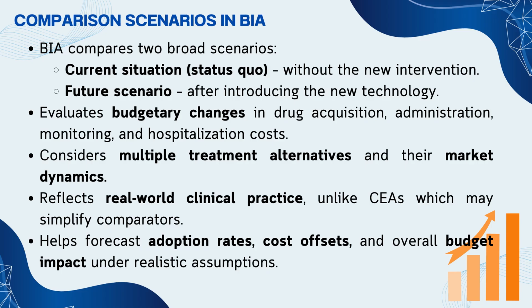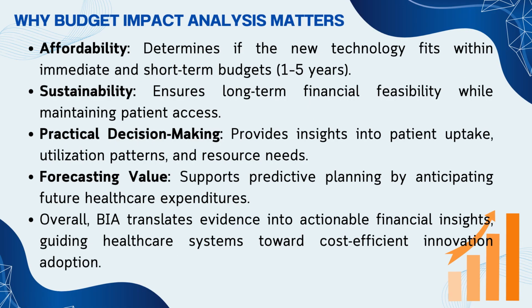Now to wrap things up, why does BIA matter so much? First, affordability. It helps determine whether a new treatment fits within the healthcare system's short-term budget. Second, sustainability. It ensures that patients can continue to access new drugs without compromising financial stability. And third, practical decision making. It provides payers with clear insight into patient uptake, treatment utilization, and overall resource need, enabling better forecasting and budget allocation. In short, BIA bridges the gap between clinical value and financial reality, making sure innovation is not only effective but also affordable.